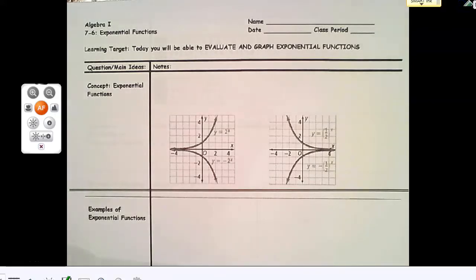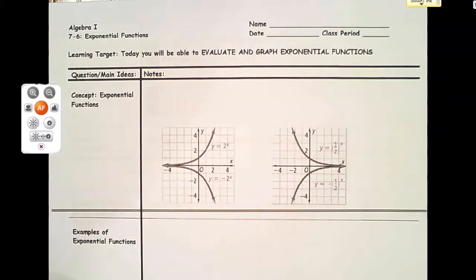Welcome students to lesson 6 on exponential functions. Today you'll be able to evaluate and graph exponential functions by the end of this lesson.